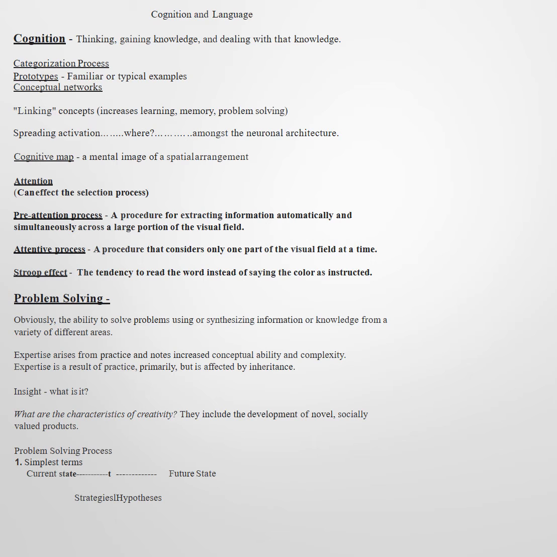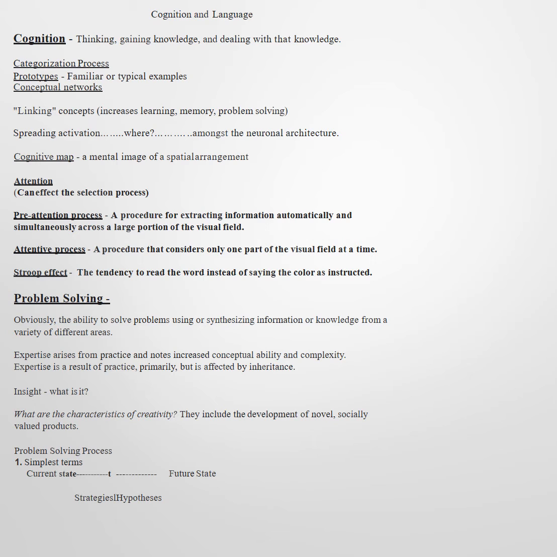There are even some pre-attention processes that are procedures for extracting information automatically. Humans are very good at that, and simultaneously across a large portion of not only the visual field but the auditory field. Attention processes are really important in memory and learning, and of course one good example is the Stroop effect, which I'll show you in just a minute.